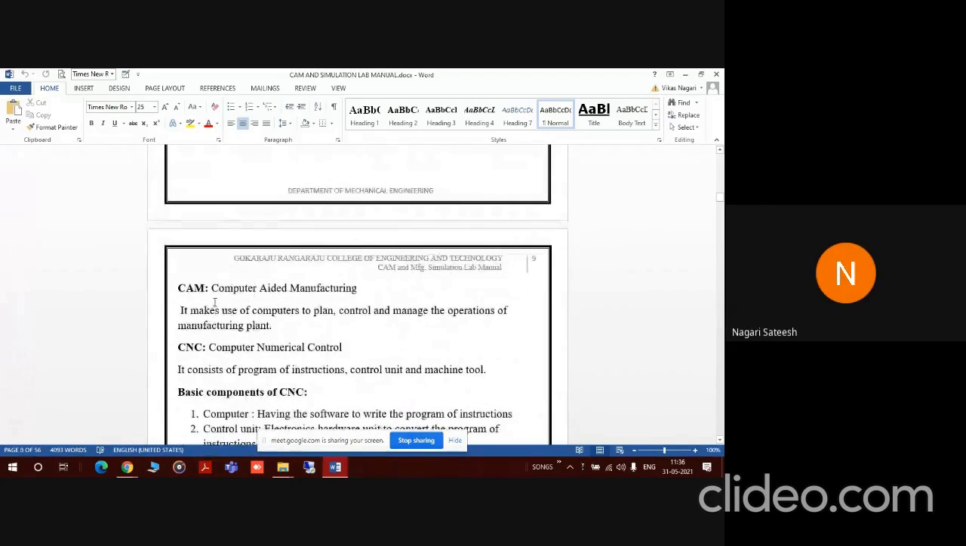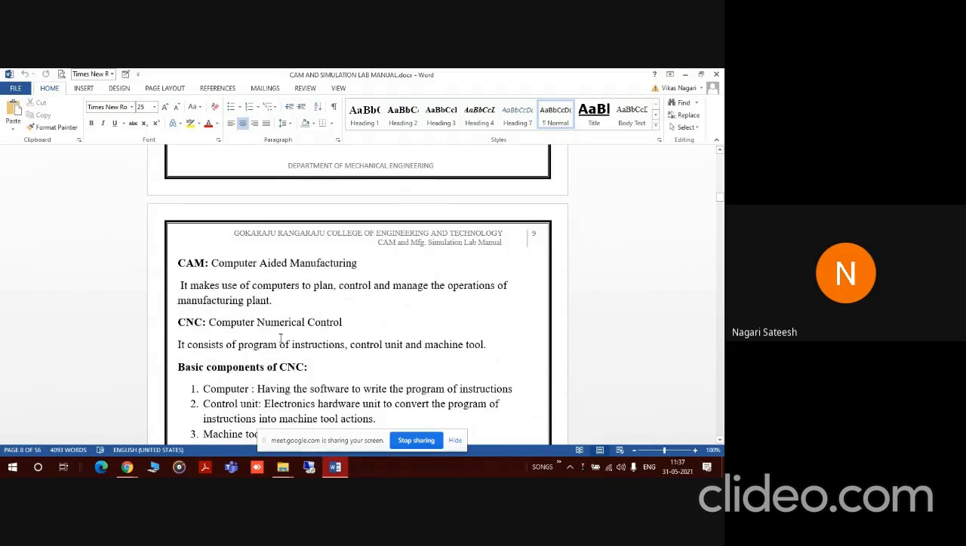Computer-aided manufacturing makes use of computers to plan, control, and manage the operations of a manufacturing plant. So CNC is a part of CAM. It is a kind of computer-aided manufacturing.